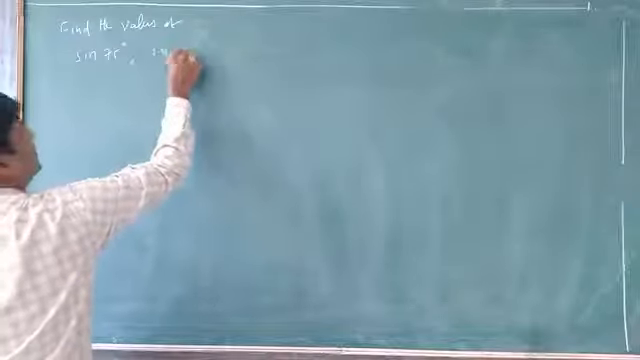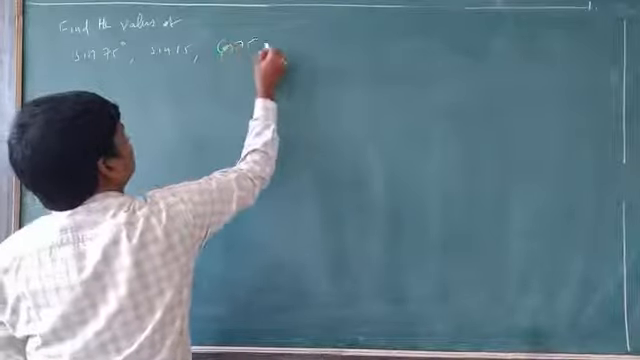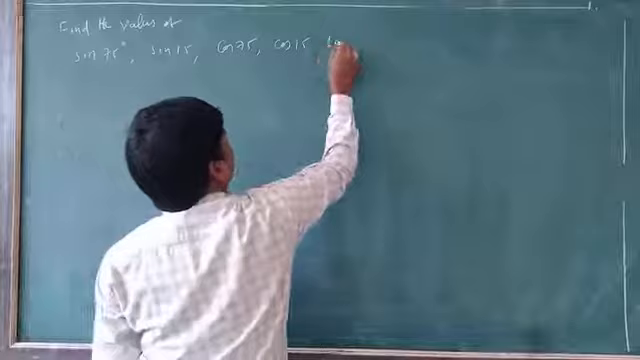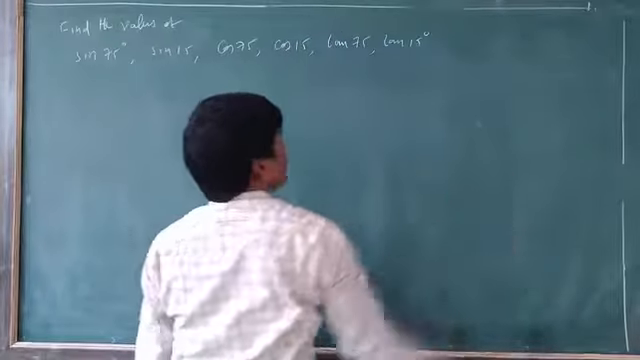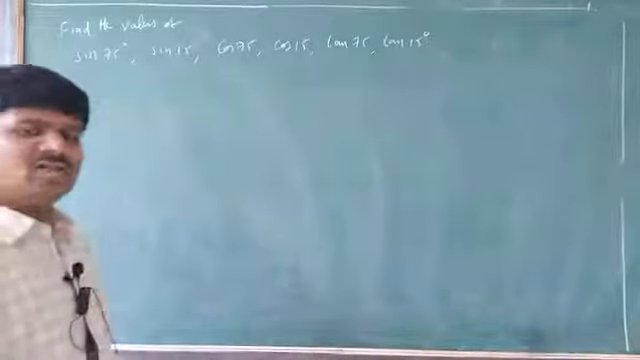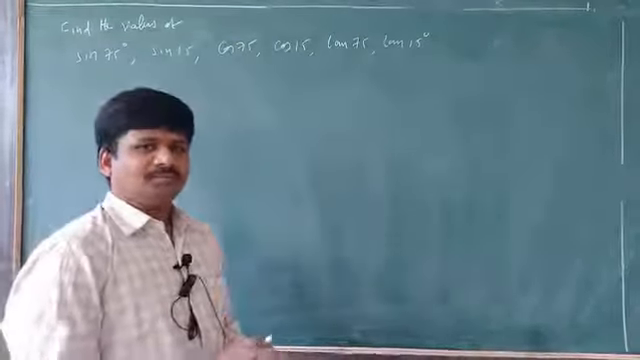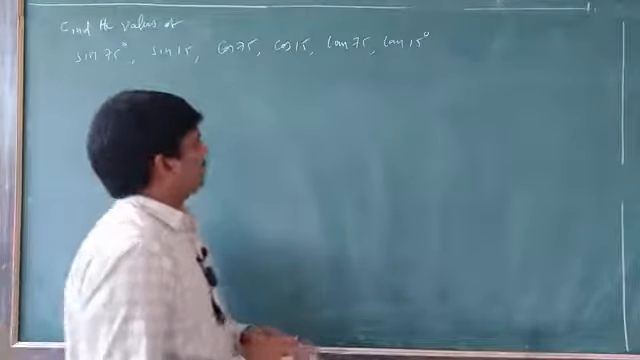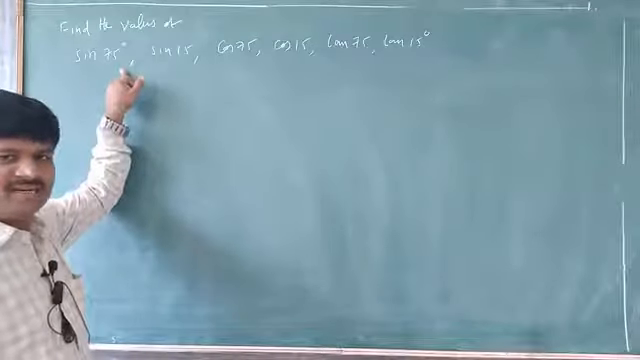Sin 15 also I am finding. Next, cos 75, cos 15, tan 75, tan 15. These are the values I am going to find by using our formulas, whatever we are having. Okay? See. First, what am I finding here? Sin 75.